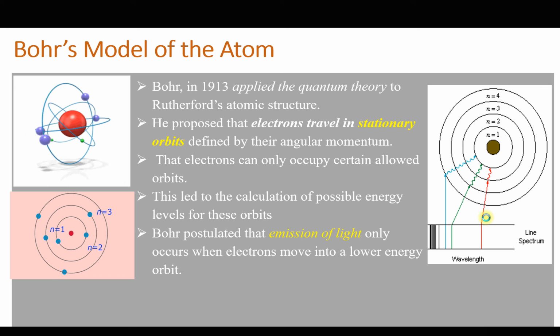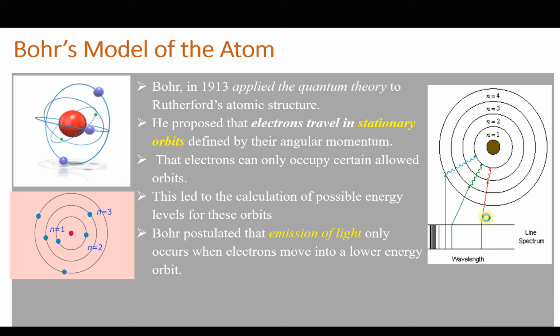Therefore, while in these orbits, there is no emission of light. While in these orbits, there is no emission of photons. And therefore, the electrons remain with their energy and continue moving around the nucleus in those allowed orbits. However, he argued that only if an electron makes a transition from a higher energy level to a lower energy level, that's when the electron would emit energy, according to Niels Bohr.